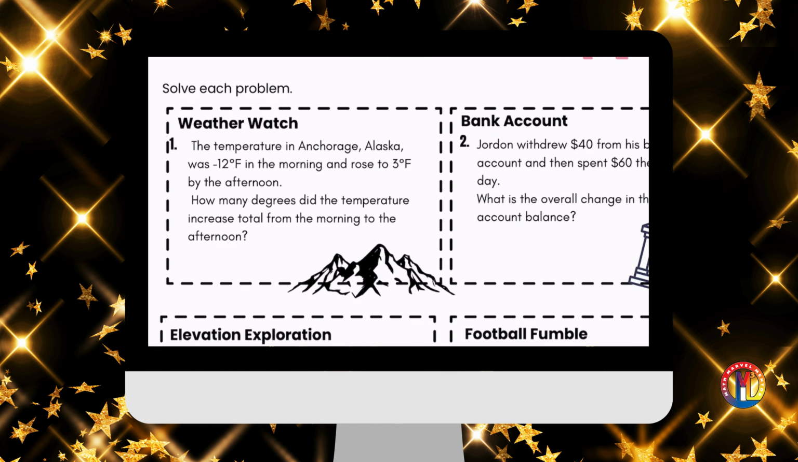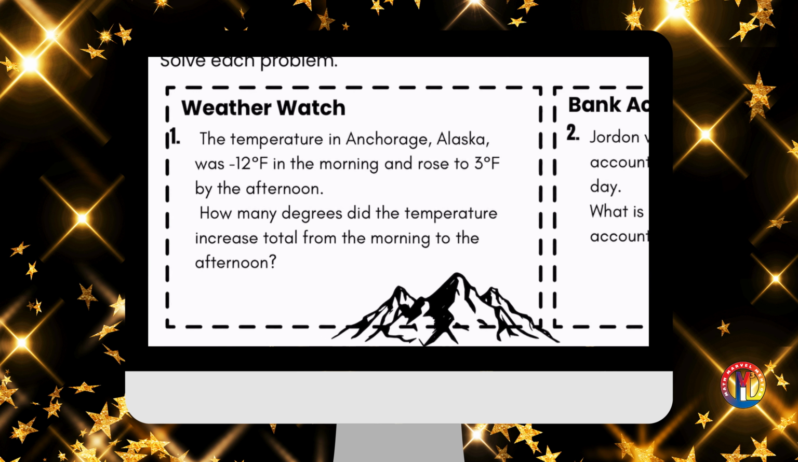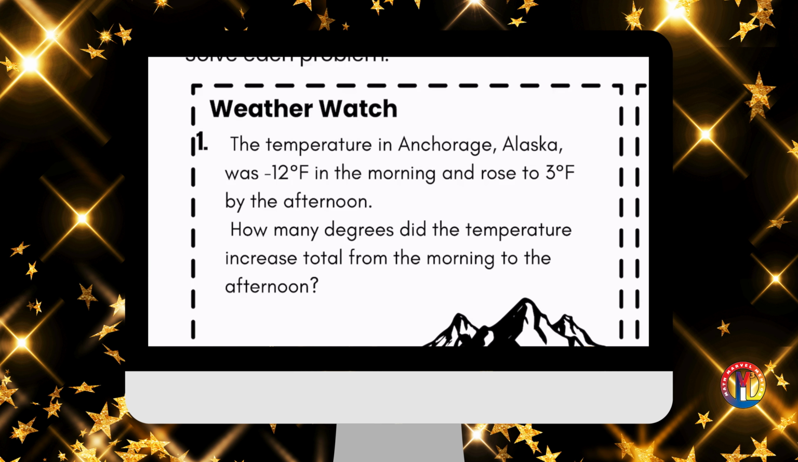We are working on our application problems, aka our power-up problems. So we're going to solve each of these word problems. Again, we're thinking just about the context of understanding negative numbers and then also understanding absolute value, how it's measuring the distance from zero. So weather watch, the temperature in Anchorage, Alaska was negative 12 degrees Fahrenheit in the morning and then rose to 3 degrees by the afternoon. How many degrees did the temperature increase total from the morning to the afternoon?